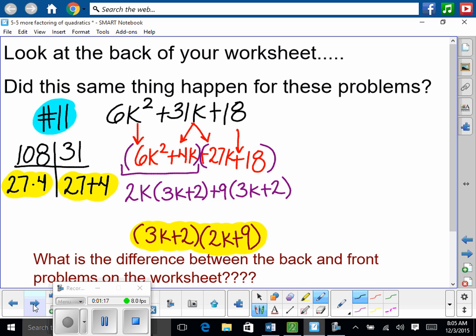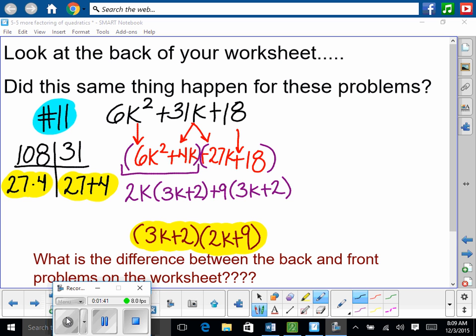Now I want you to flip to the back page. Now look, does that same thing happen? Everybody think for a second. Don't answer out loud, just think. On the back page, did the same thing happen? Were the 2 factors simply your answers? No. Okay, what's the difference between the problems on the front page and the back page? Figure it out. Ready, set, go.